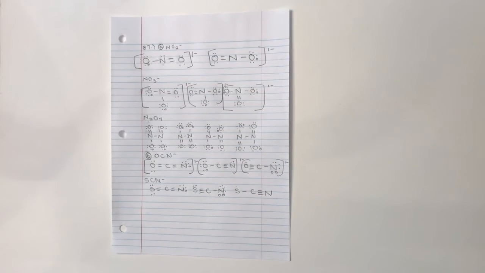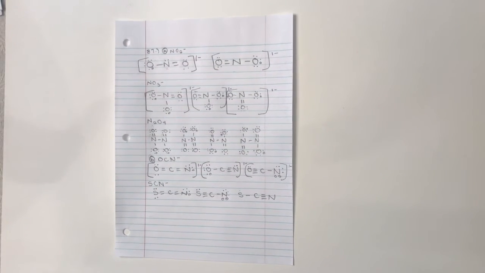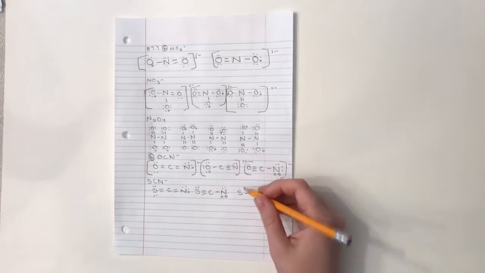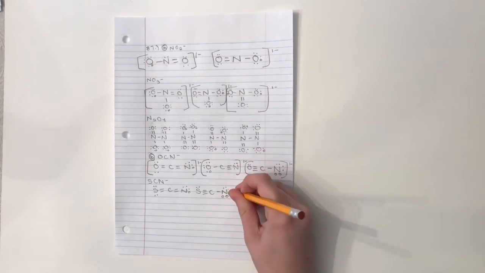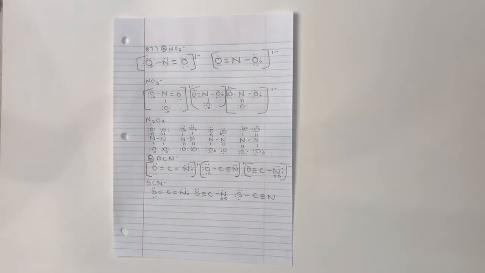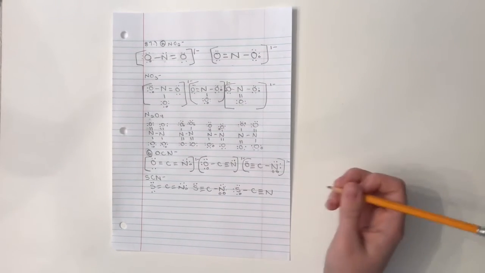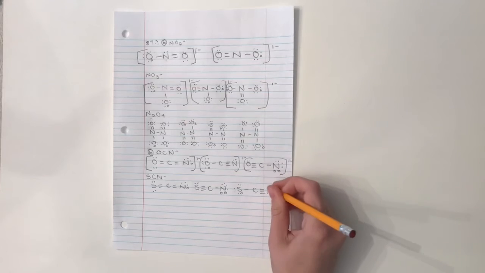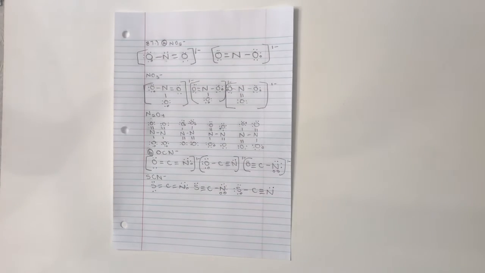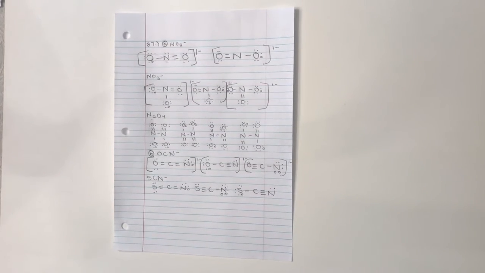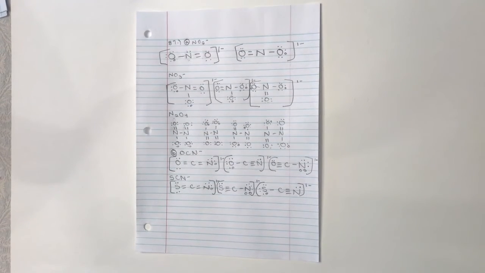The last resonance structure has S single bonded and N triple bonded. So S has 1, 2, 3, 4, 5, 6 valence electrons. It needs 1 more to fulfill the octet rule, so that will come from the minus. And N has 1, 2, 3, 4, 5 valence electrons, and that fulfills its octet rule. These are the completed resonance structures for SCN-.